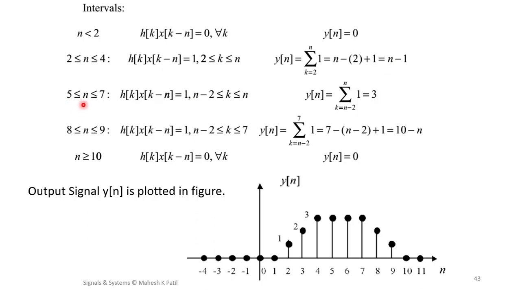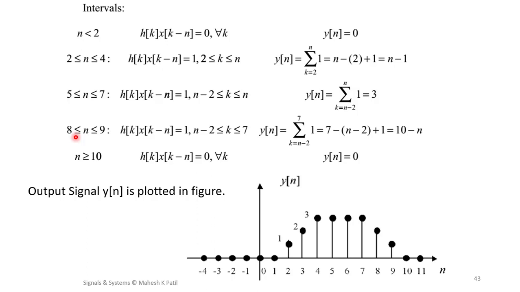Similarly, for the next region, n lying in between 5 to 7, this is h of k into x of k minus n, so it is equal to 1. So k lies in between n minus 2 to n. If you simplify this by considering the summation equation, we'll get y of n equal to summation of 1, where k varies from n minus 2 to n. If you simplify this, we'll get the answer as 3 here.